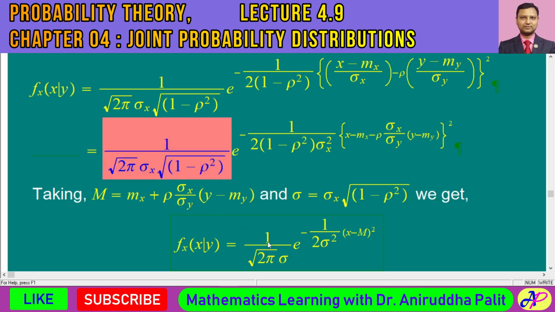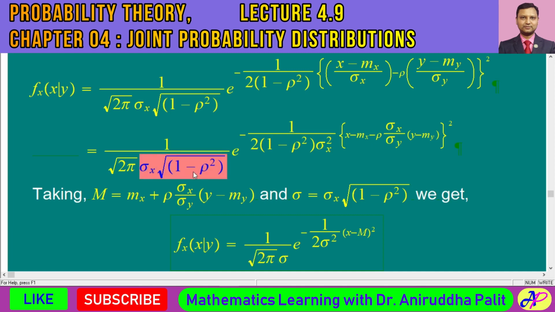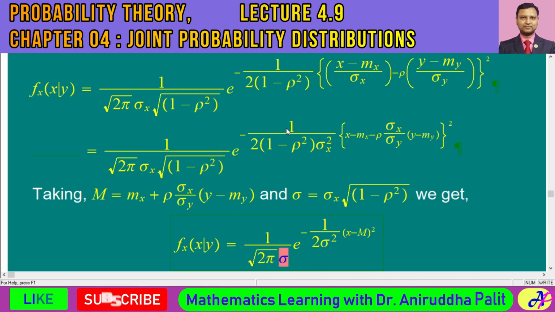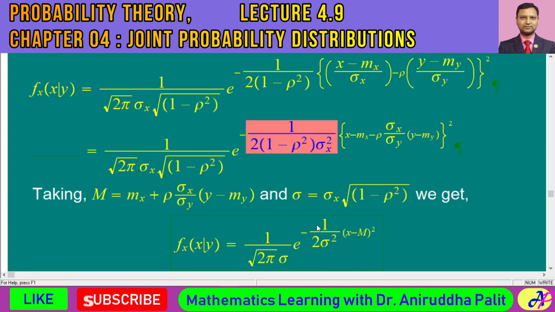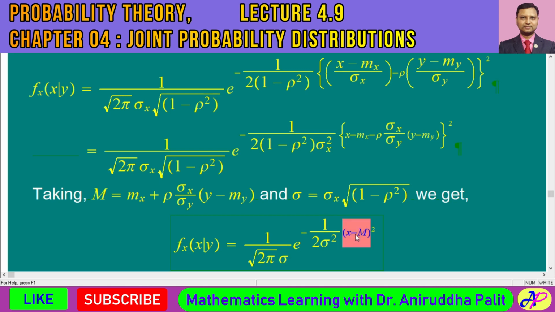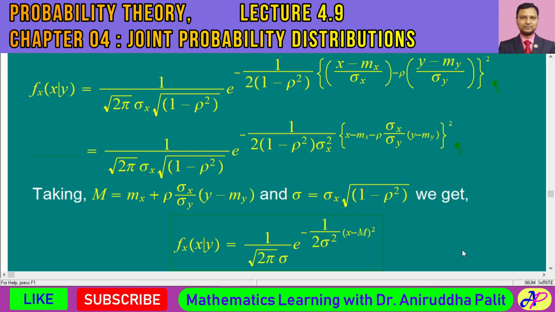This can be written as 1 by twice pi sigma, and over here this exponent can be written as minus 1 by 2 sigma square into x minus m whole square. This is actually the density function of a normal distribution with parameters m and sigma. Okay, with parameters m and sigma.